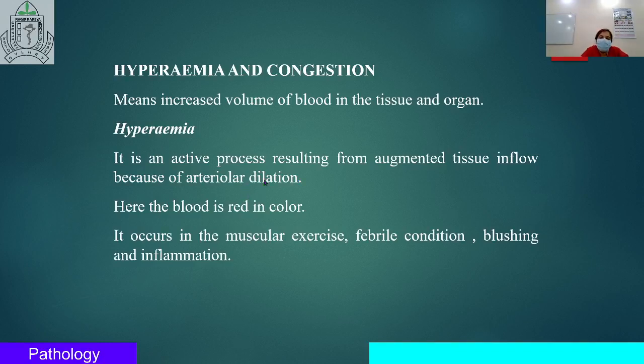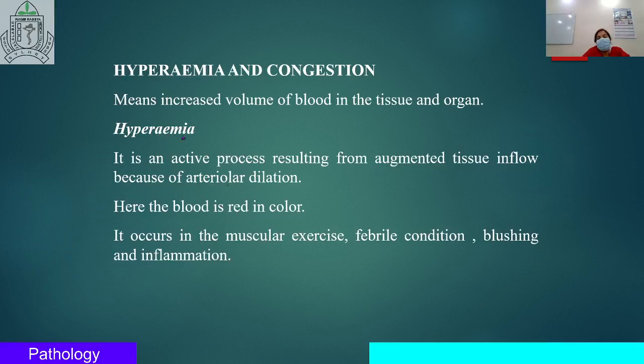As there is arteriolar dilatation, we know that arteries carry oxygenated blood. So simply this blood is red in color. Hyperemia occurs in muscular exercise, febrile condition, blushing and inflammation. You already know that one of the cardinal signs of inflammation is rubor. Rubor means redness, and this redness is due to hyperemia.